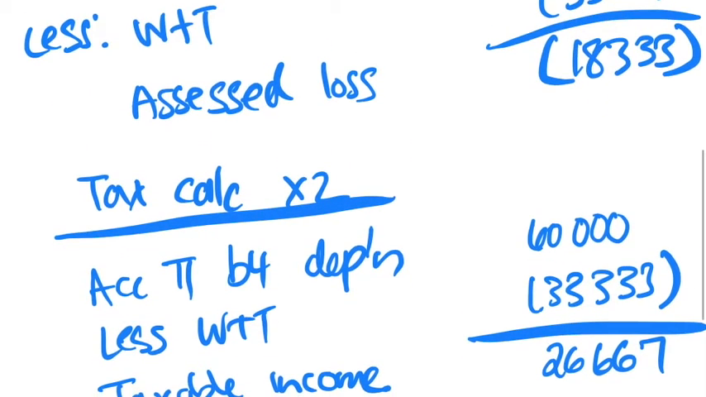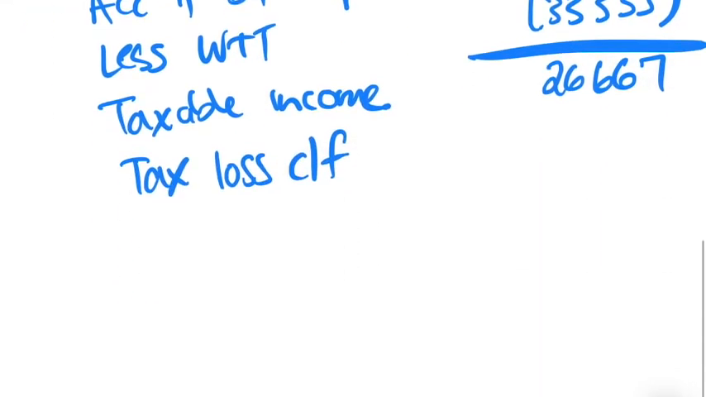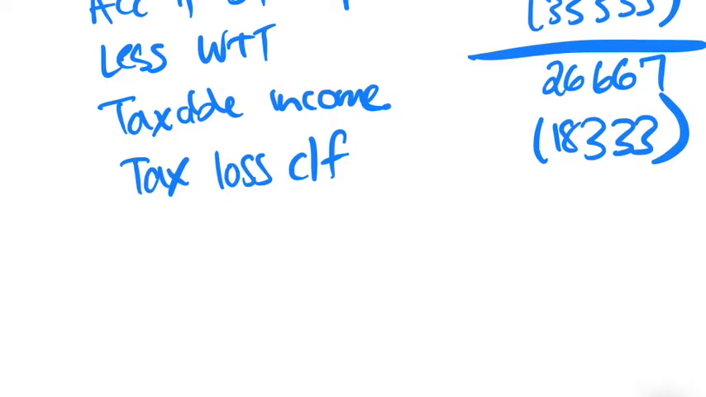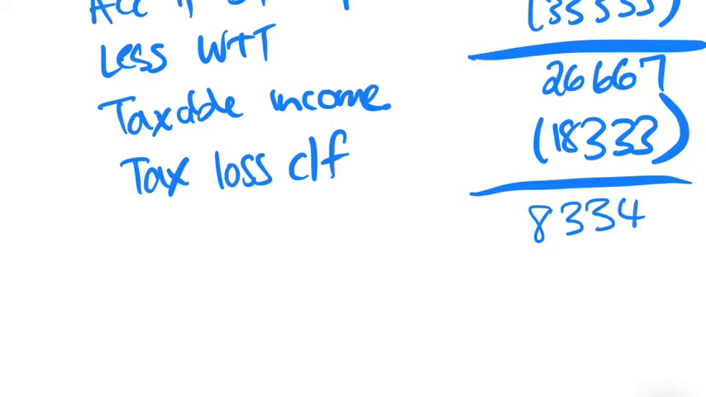And from last year over here, we can see that our tax loss is 18,333. So we're going to bring that tax loss forward, and we're going to deduct it over there, and that is going to bring us to an amount of 8,334. So it is on that amount that we are going to calculate our tax.